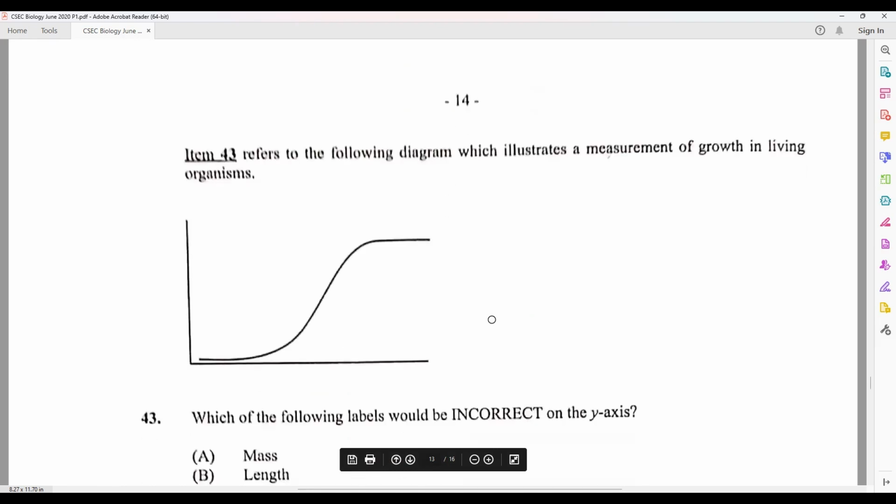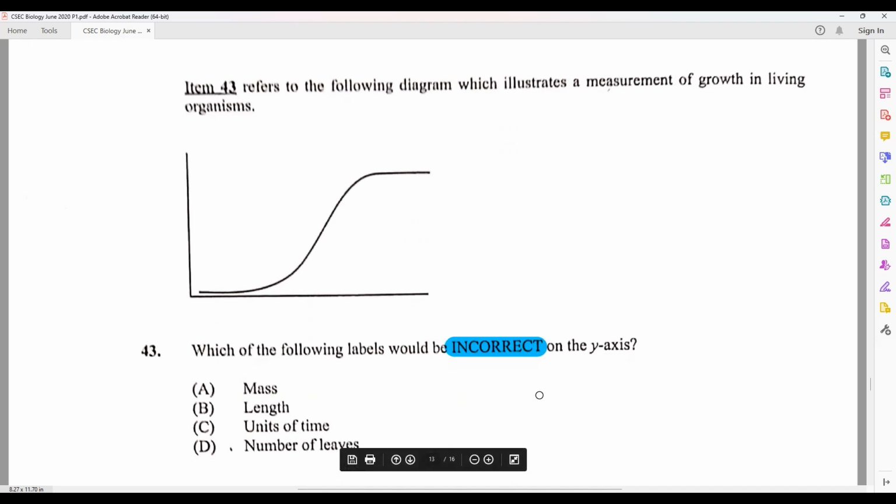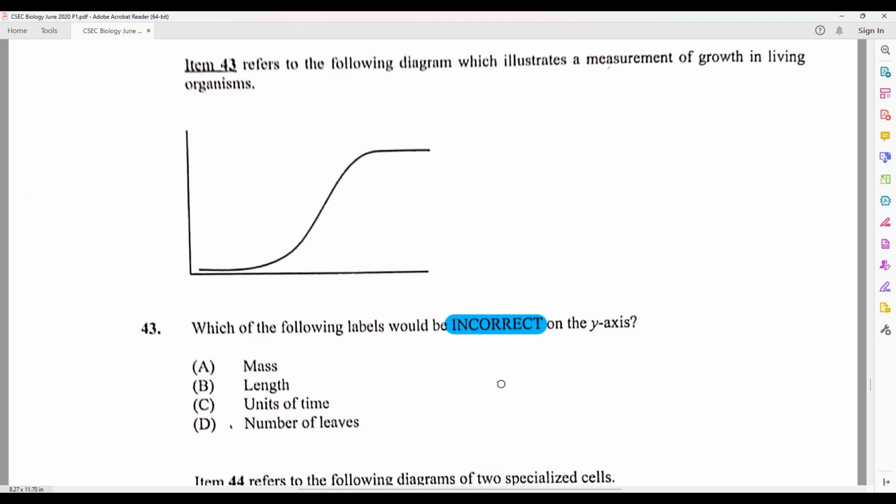43 refers to the following diagram, which illustrates a measurement of growth in living organisms. Which of the following labels would be incorrect? I don't think anyone can miss this capitalized incorrect on the y-axis. That would be time. All right, time is usually found on the x-axis.